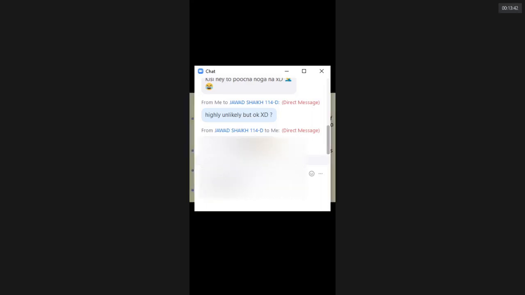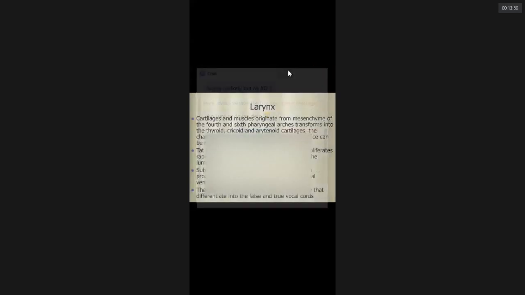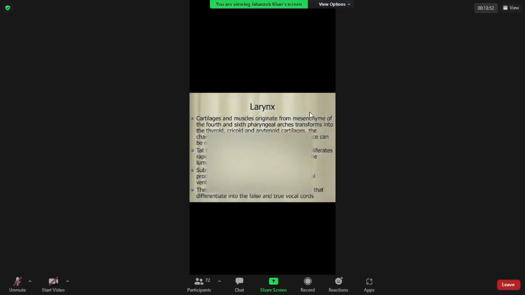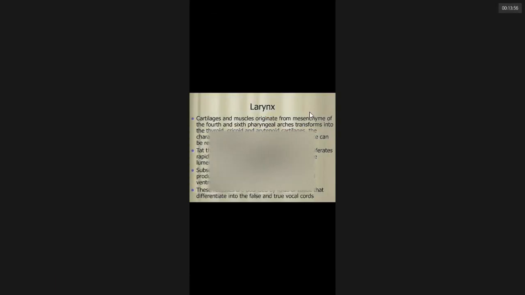So cartilages and the muscles basically originate from the mesenchyme of the fourth and the sixth pharyngeal arches. This is your MCQ. Try to remember. Okay? And basically, the cartilages and muscles which are getting originated from the mesenchyme are from the fourth and the sixth pharyngeal arches, which are eventually transformed into the thyroid, cricoid, and arytenoid cartilage.